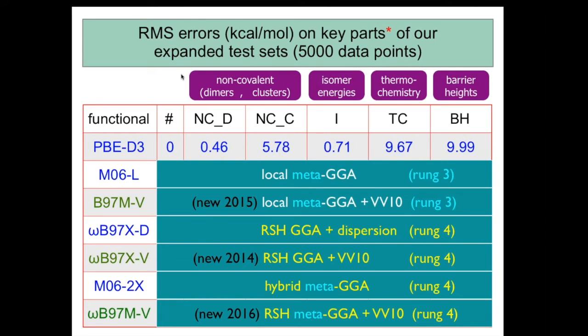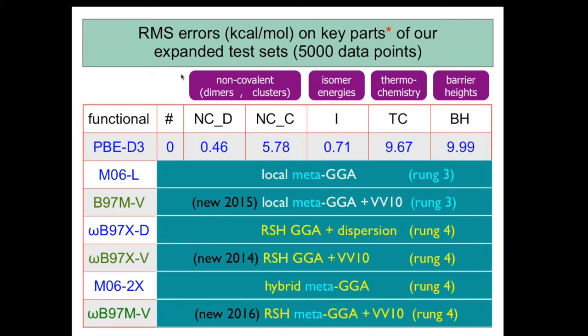Then walking across the column entries, NC non-covalent, D for dimers, C for clusters, you can see that PBE-D3 has an RMS error of about 0.5 kcal per mole, so that's the 1 sigma width of the error distribution for non-covalent dimers, about 6 kcal per mole for non-covalent clusters, so 10 times bigger. Moving on to isomerization energies, 0.7, thermochemistry 10, barrier heights 10. So that's rung 2. As an existing representative of rung 3 and a pretty good representative, we'll start with M06-L.